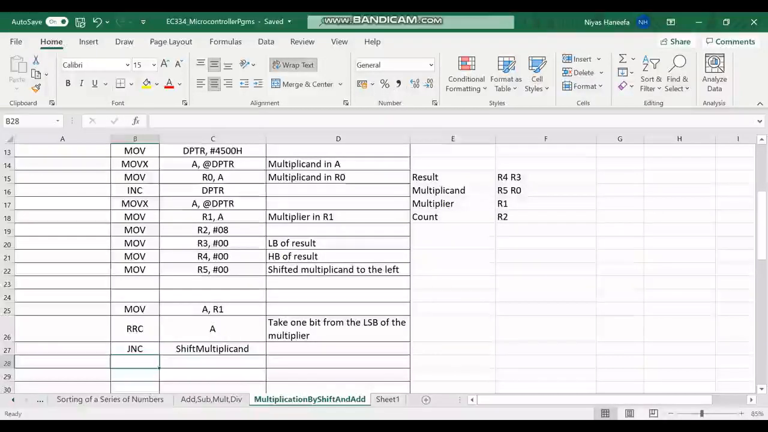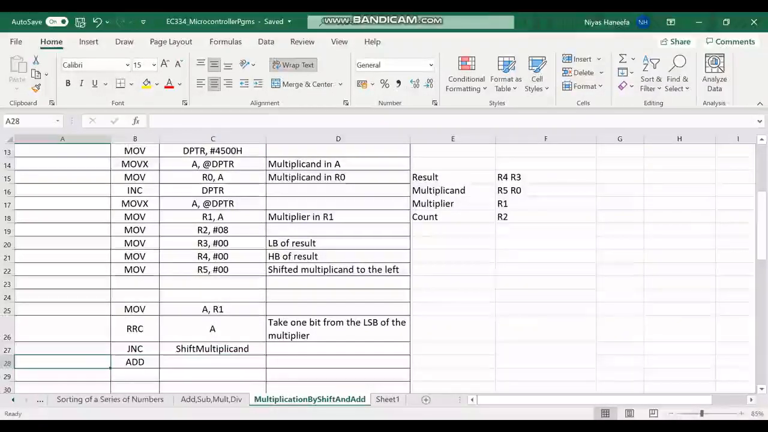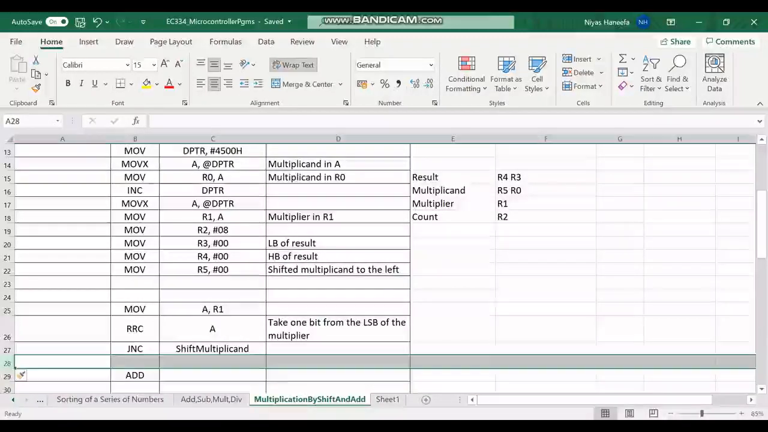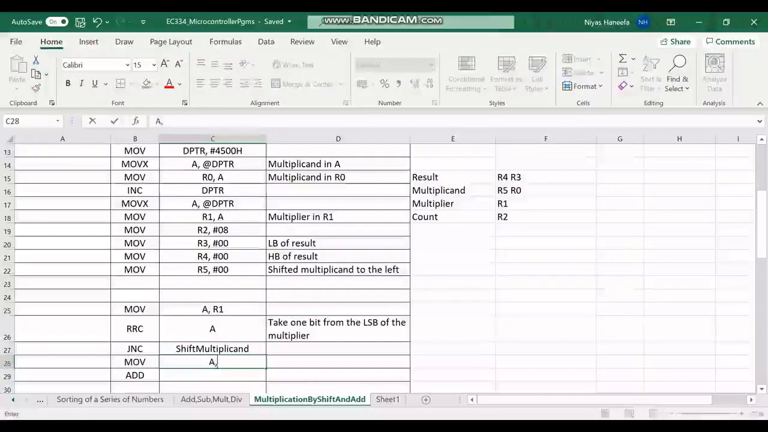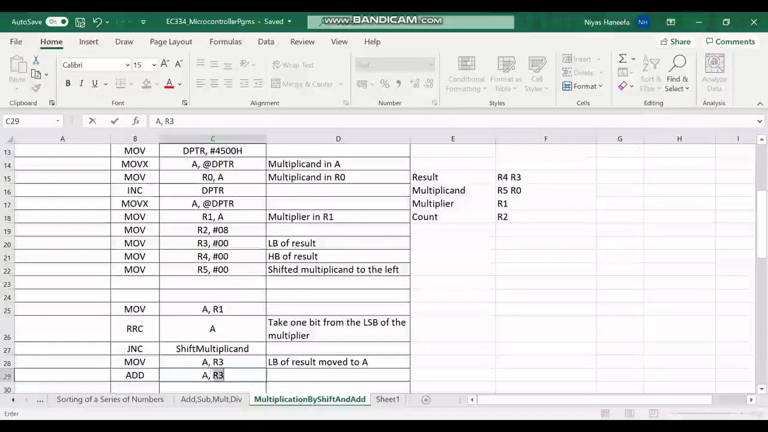If there is a carry, we have to add the result with the current multiplicand. How will you add the result? The result is in R3 and R0, so you have to add R3 and R0. But addition always involves the accumulator, so you cannot simply add it. So move A comma R3, the lower byte of the result, to A. Then you add that A with the current multiplicand, which is R0.